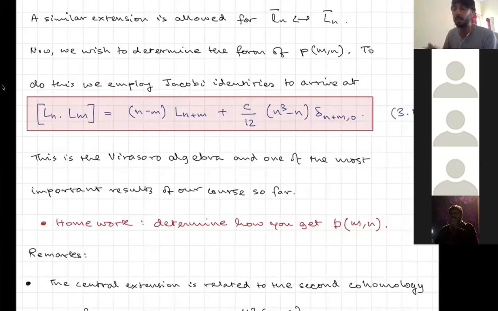We will see that there is a lot of physics in this number C. We will get to this again and again as we go ahead in the next few lectures. Okay. Does that answer the question that you guys had about the distinction between the Witt algebra and the Virasoro algebra?